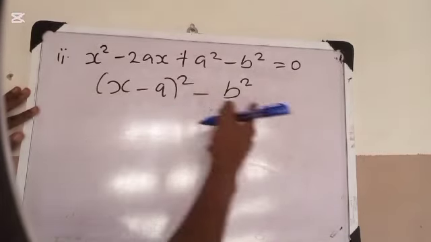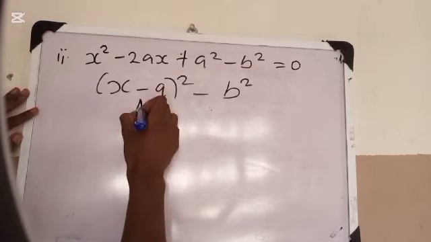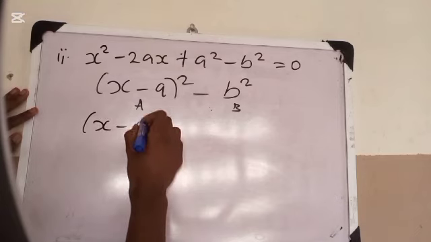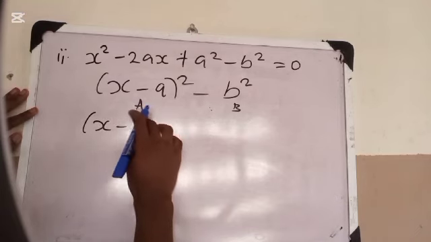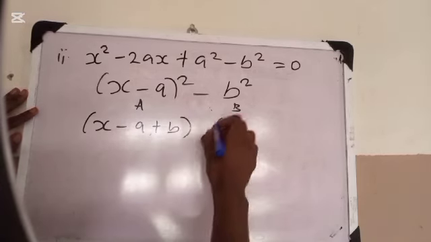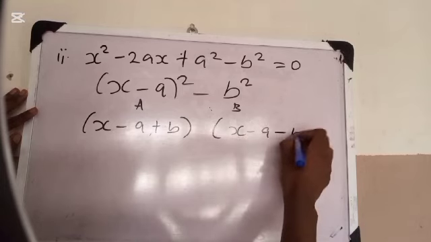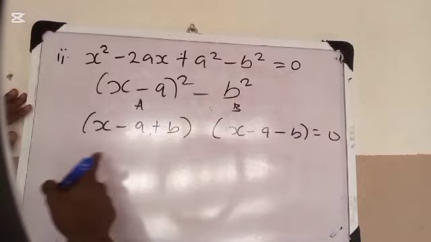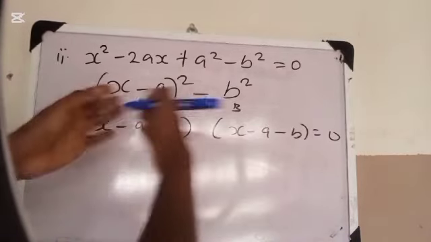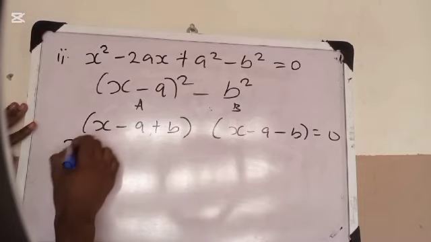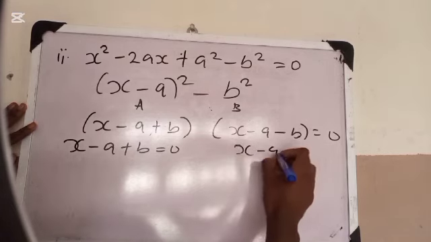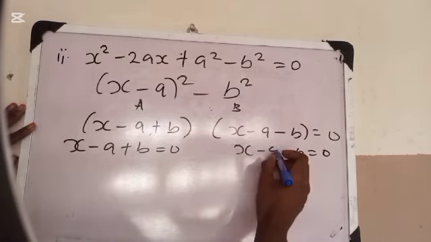So when we open this, because this is your a and this is your b, we're going to be having (x minus a plus b), because we are bringing this close bracket, (x minus a minus b) is equal to 0. Remember you now have your 2 brackets. So what you do is you come here and you equate this to 0, and you come here and you equate this to 0. Very simple. This question is even the simplest.